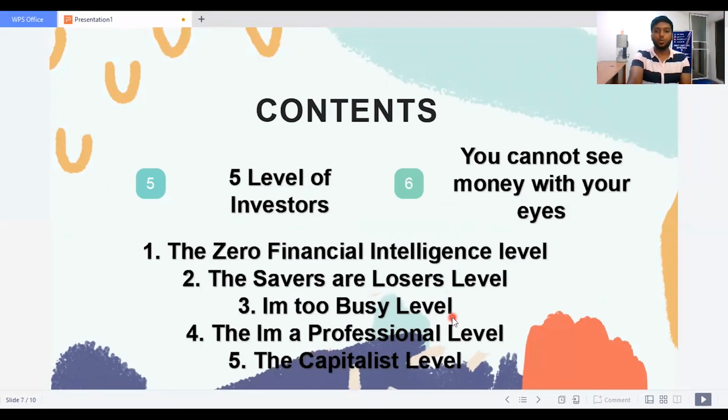Then the sixth thing: you cannot see money with your eyes. This is one of the important things you should learn in Cash Flow Quadrant. Robert T. Kiyosaki says that you cannot see money with your eyes, you see it through your mind. Visualization is one of the important things to become a financially successful business person.